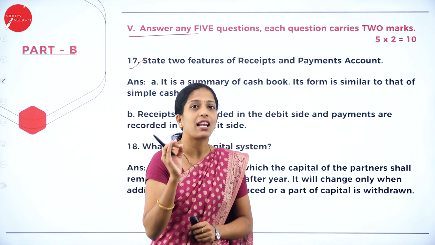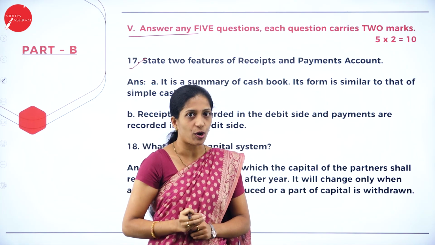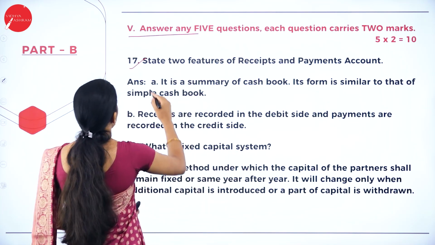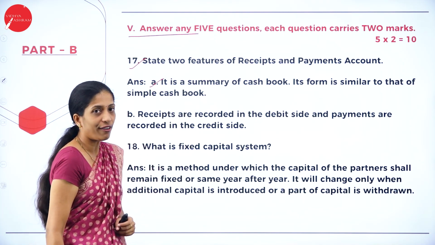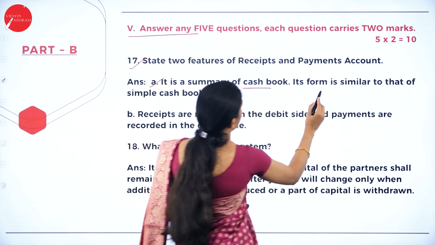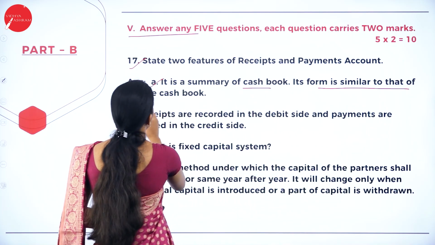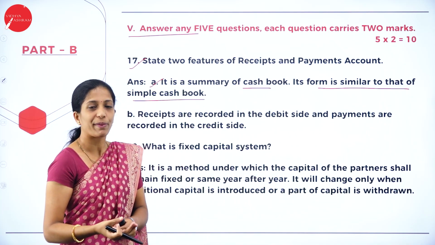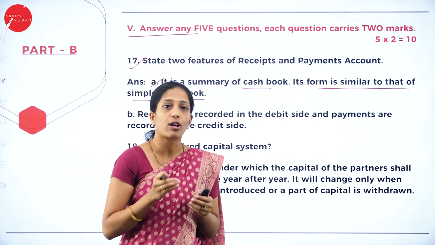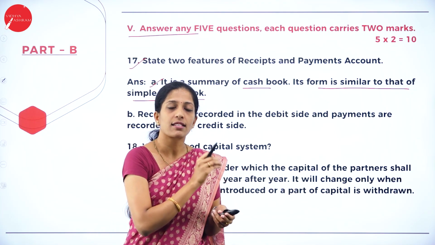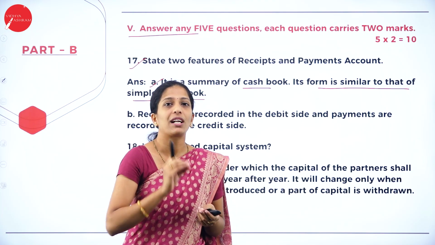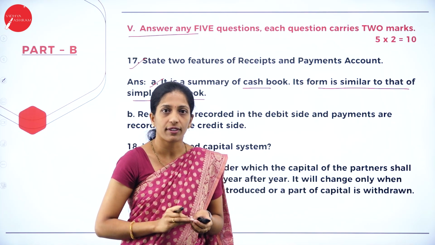When they ask any 2 features, write point-wise. Okay? So the first point is, it is a summary of cash book. Its form is similar to that of a simple cash book. How do we prepare a simple cash book? We record only cash transactions. In the same way, receipt and payment account is like a summary of cash book.